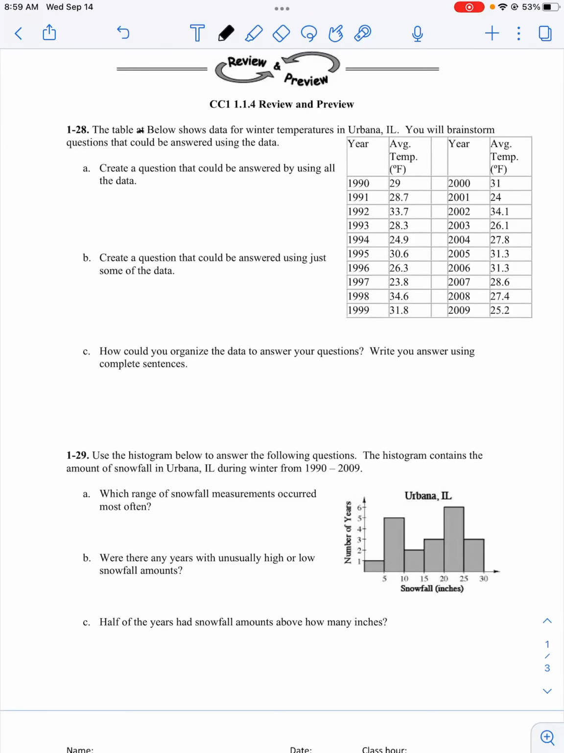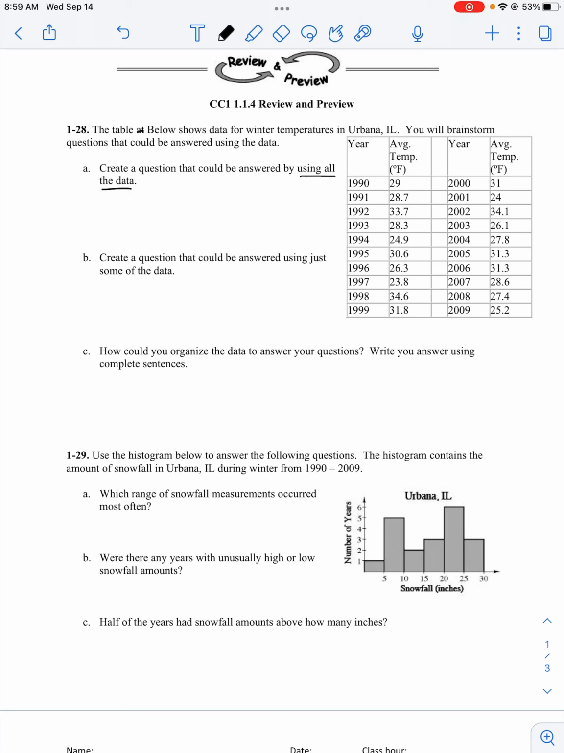Okay, today we're going to go over CC1 1.1.4 review and preview. So problem 28 says that the table below shows data for winter temperatures in Urbana, Illinois. You will brainstorm questions that could be answered using all the data, or using some of the data. Part A, we're asking a question that could be answered using all the data.